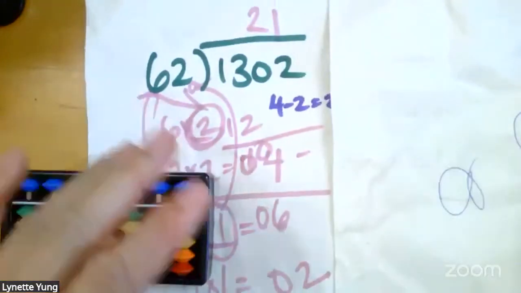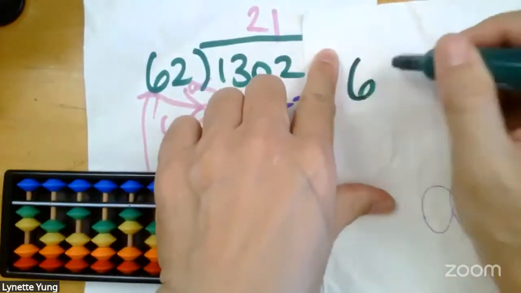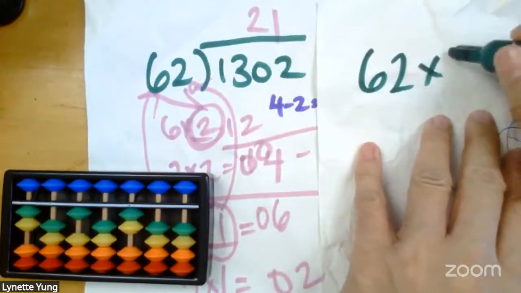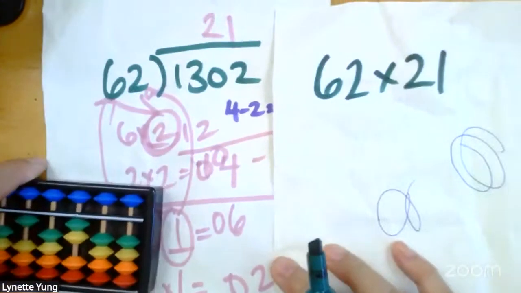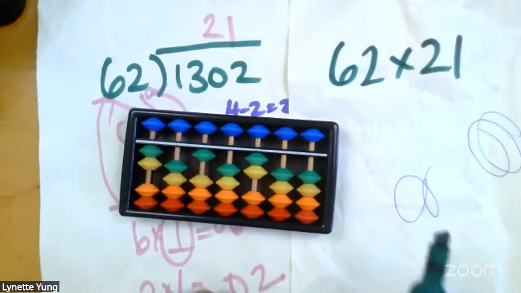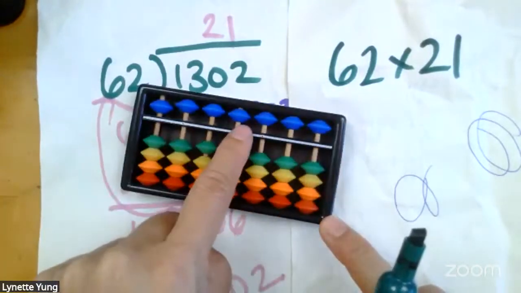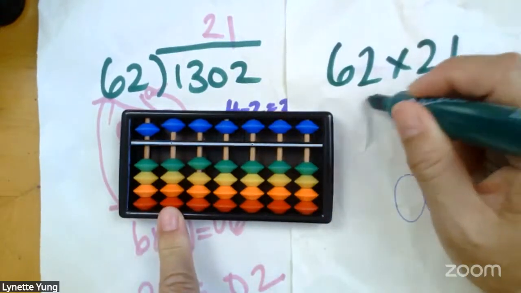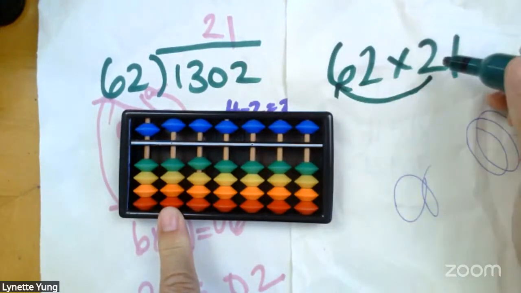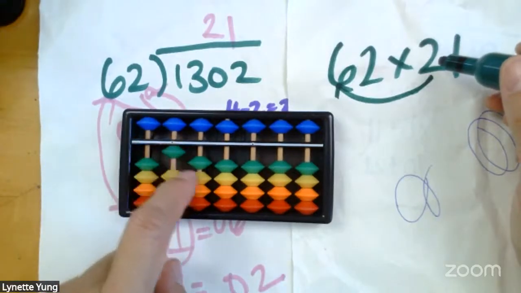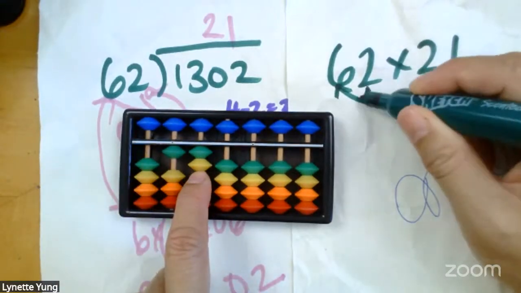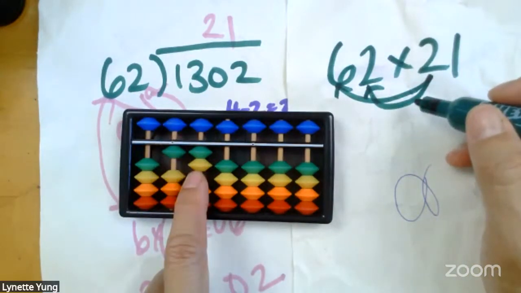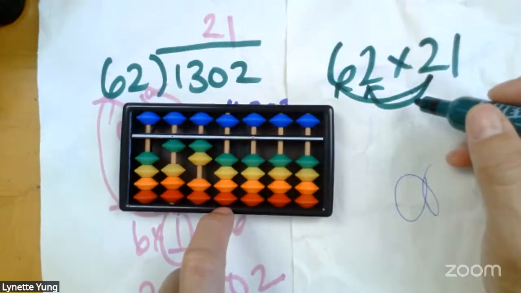Let's do it the other way. Remember, this is the last of it. Let's go back to here. 1, 2, 3, 4, right? We're over here. 6 times 2 is equal to 12. Add 1, add 2. 2 times 2 is equal to 4. 0, 4.